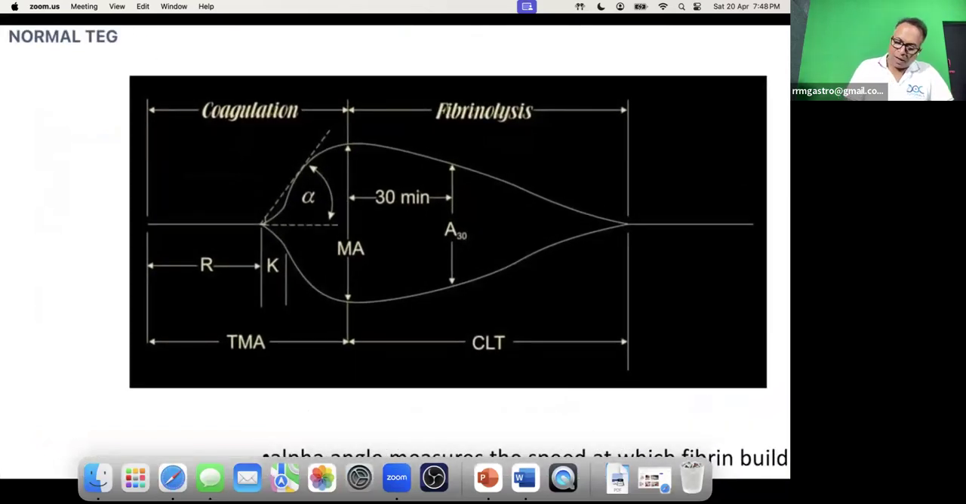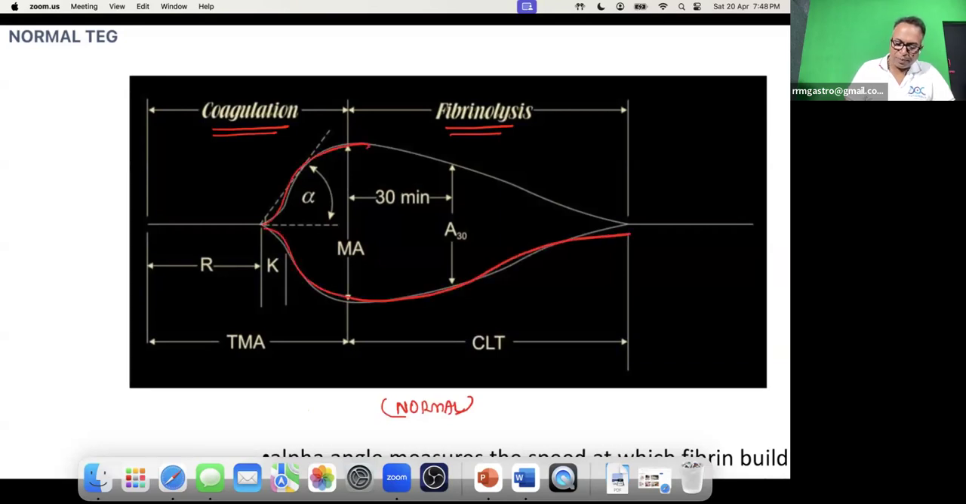So this has a coagulation phase and a fibrinolysis phase. The coagulation phase and fibrinolysis phase. And this is a normal graph. What you are seeing here, like a fish, is a normal graph. It looks like a fish. This is a normal graph. Problems in coagulation, problems in fibrinolysis, everything can be detected.